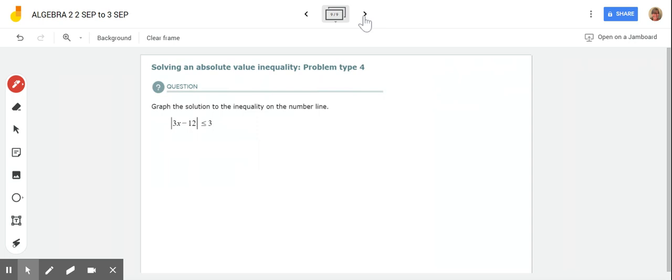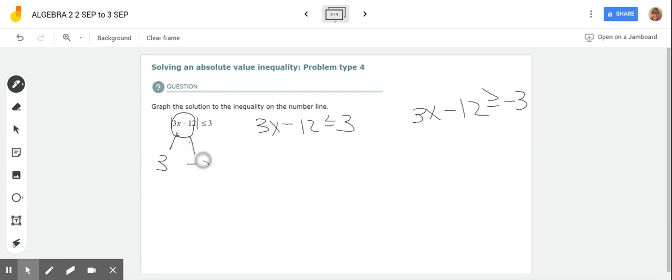All right, last one. Okay, again, just slightly more complex. Again, take out the inside. Boom. Always with absolute values, 2 solutions. Do not forget that. There's always two solutions. Switch the inequality and make that answer negative. Because remember, whatever's inside here could be equal to 3, or it could be equal to negative 3. All right, 3x less than or equal to 15, x less than or equal to 5.